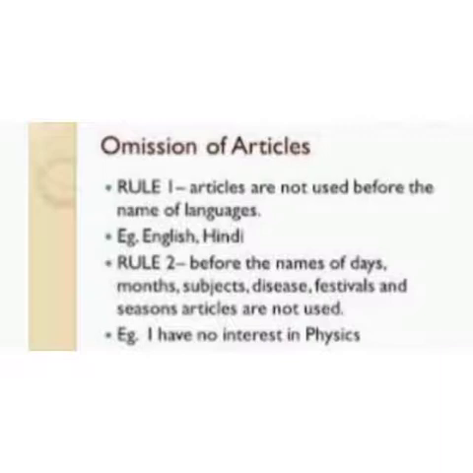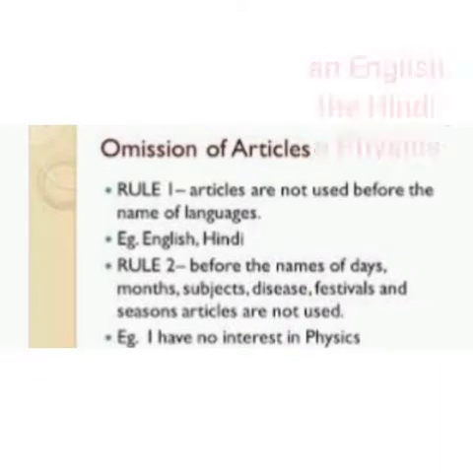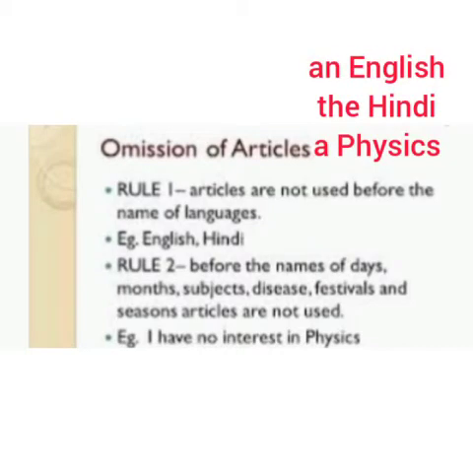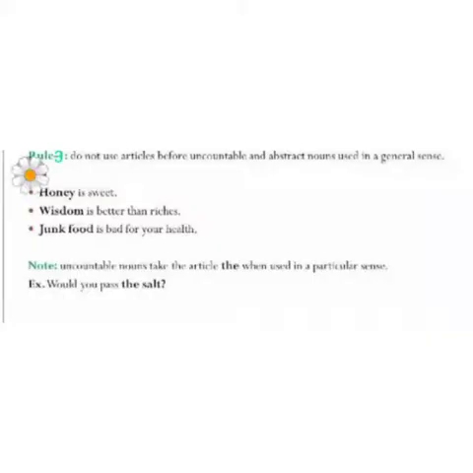Example, I have no interest in physics. Students, please check. We cannot say an English, the Hindi, a physics. Okay, students? So we will move to rule number 3. Rule number 3, do not use articles before uncountable and abstract nouns when used in a general sense. Uncountable nouns, it means the one which we can't count, whereas abstract noun, the one which we can't see.